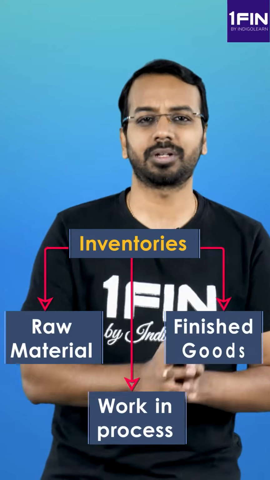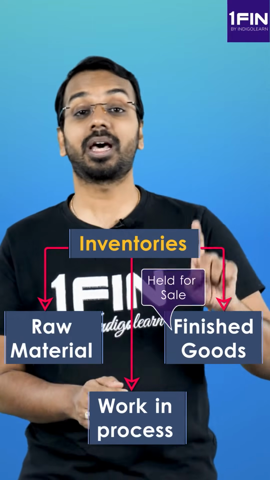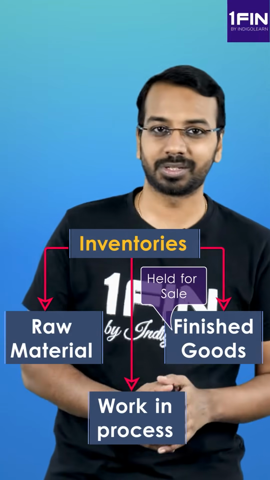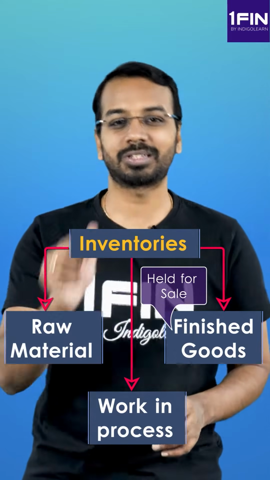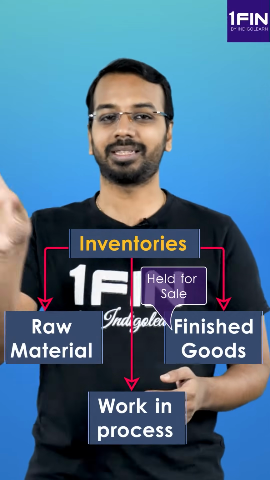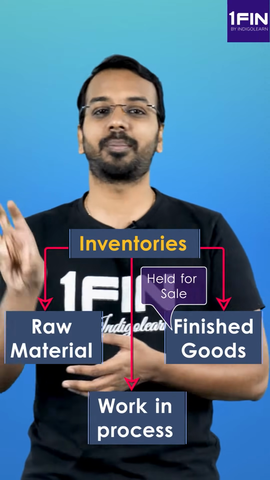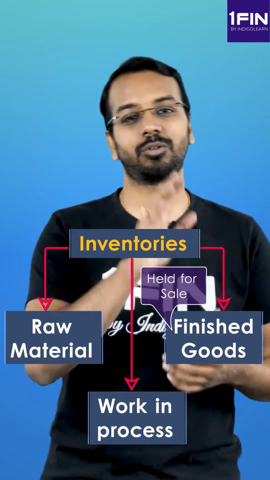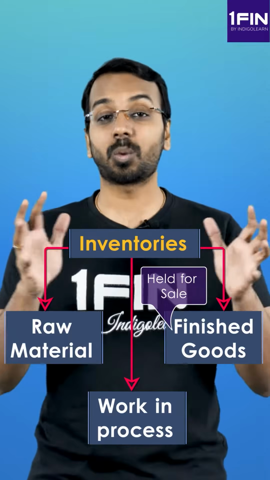AS2 deals with inventory. What are inventories? Inventories are broadly raw material, work in process and finished products. Finished products are those which are held for sale in the ordinary course of business. Work in process are in the process of production for sale, and raw material and other supplies will be used in the production for the sale of goods and services, right? So this is what is inventory.